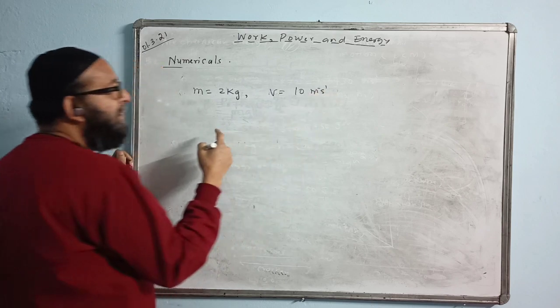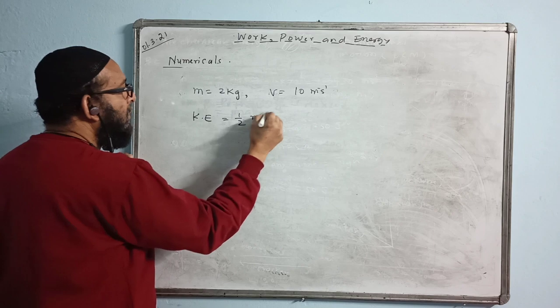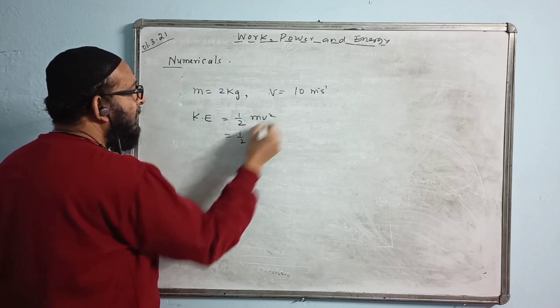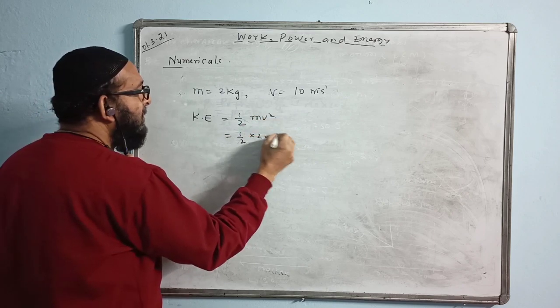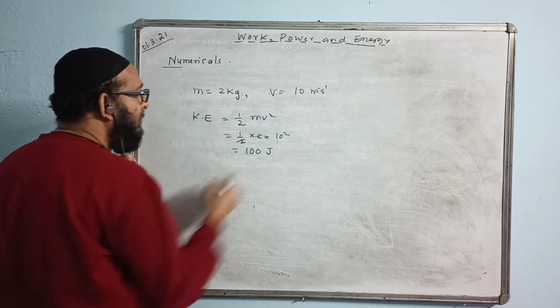They are asking to find the kinetic energy. Write kinetic energy. The kinetic energy formula is half mv squared. Half, mass is 2 and v value is 10. So 10 squared, the 2 will go. 10 squared is 100. So the answer is 100. Finished.